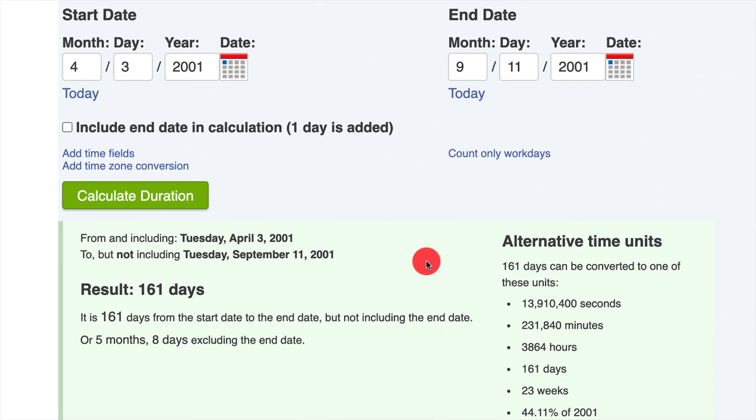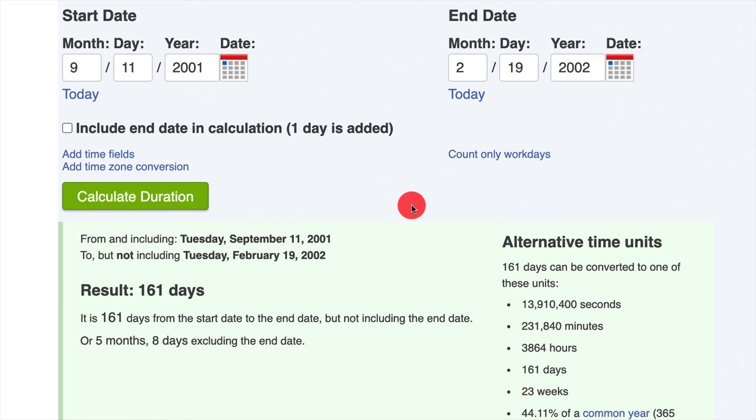So let's go a little bit further. Let's try one other example. Remember this day. How can you forget it? Well, let's do the golden ratio on this day. When you go back in time, you land on April 3rd. 161 days from April 3rd to this day right here. When you go forwards in time, you have to go into the next year, but from this day in September until this day in February of 2002, exactly 161 days moving forward.